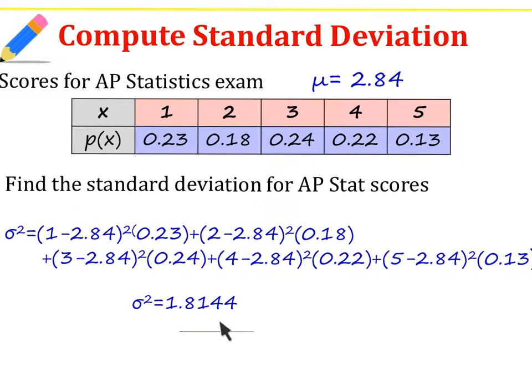That gives us sigma squared of 1.8144. But remember, that's the variance. We want the standard deviation, or sigma. So what we need to do is take the square root of that to get 1.347. That's our standard deviation in this case.